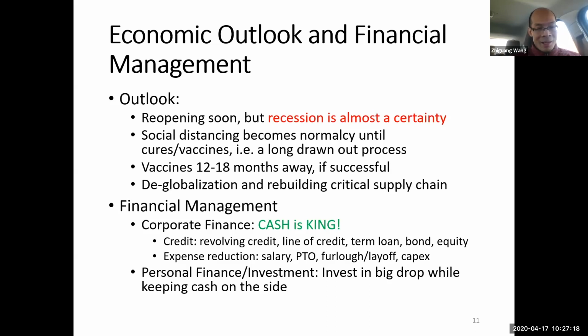Even if we reopen, we can anticipate the social distancing probably is going to stay one way or another. And so I think the whole recovery process is going to be a long, drawn-out process. And there may be a lot of implications for producers and businesses and also us in academia, right? And this is more or less a consensus.